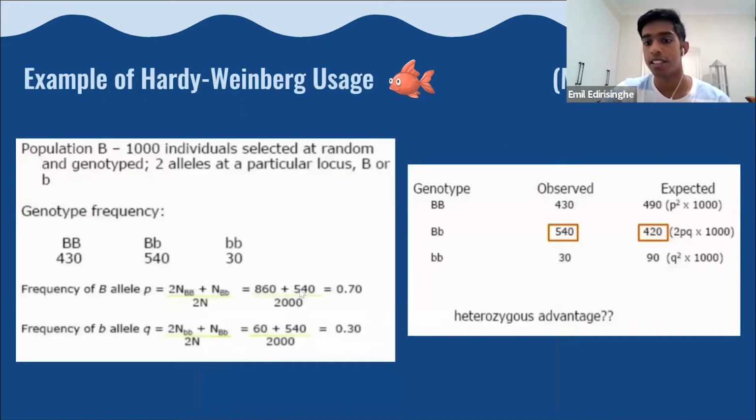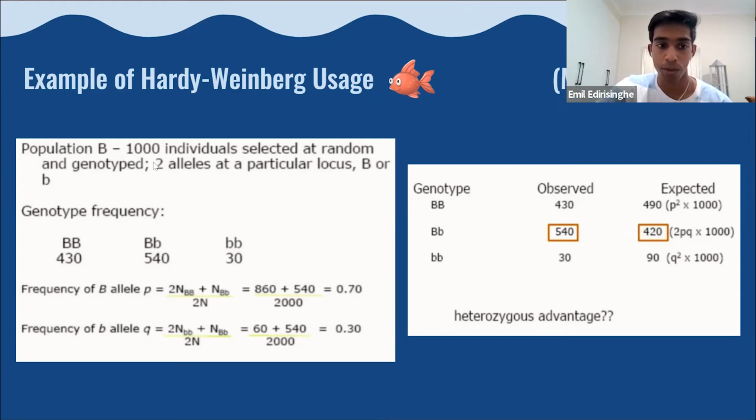The truth is that most populations will not be in Hardy-Weinberg equilibrium, and they'll never be really exact. But if there is a difference from Hardy-Weinberg equilibrium, that can show you that there might be something going differently in the population, for example, selection pressure or mutations occurring.